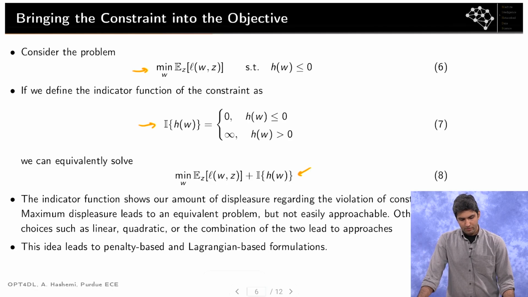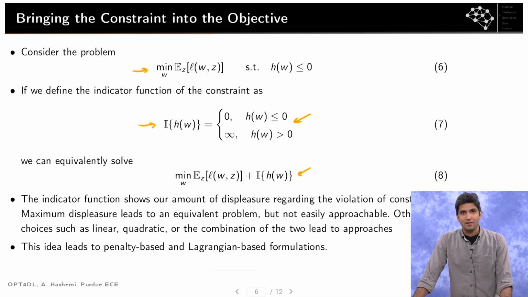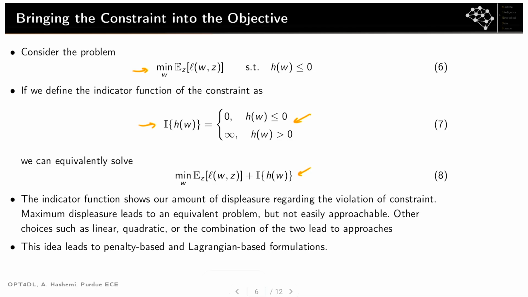So this indicator function, in some sense, shows our amount of displeasure regarding the violation of the constraint. In this case, where we are using this indicator function and ensuring that the value of the function is infinity if the constraint is violated, we are using maximum displeasure, and this leads to an equivalent problem. But the catch is, it may not be an easily approachable problem, given the not so nice structure of this indicator function. So one thing we can do is to use softer displeasure mechanisms. Instead of the indicator function, for instance, we can use a linear displeasure function, a quadratic displeasure function, or a combination of the two.